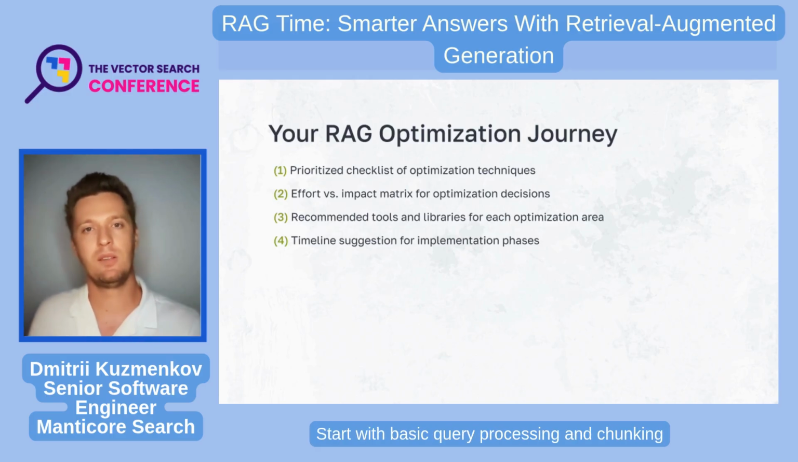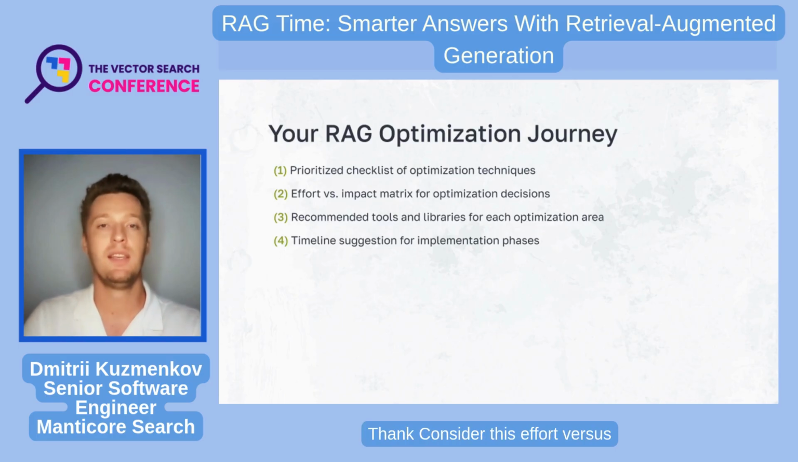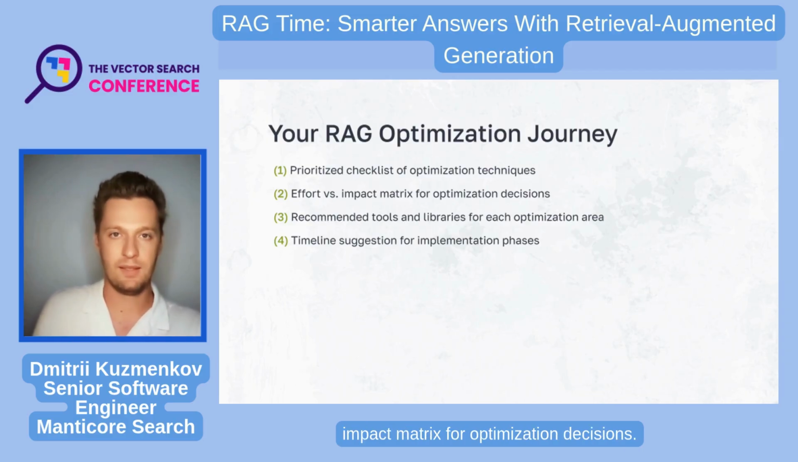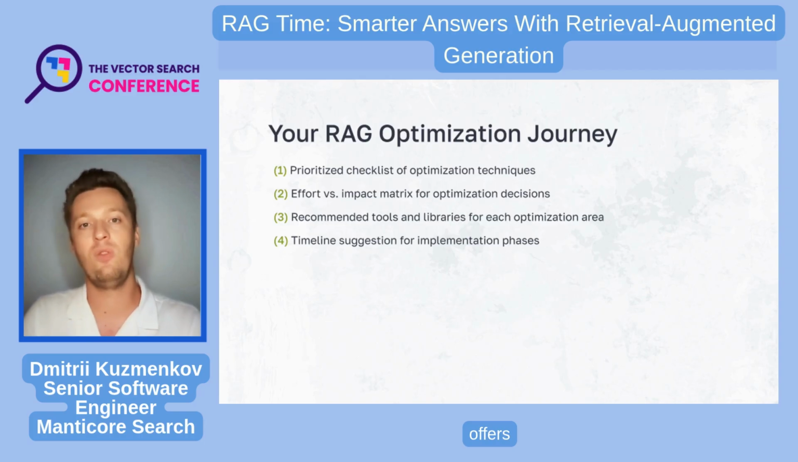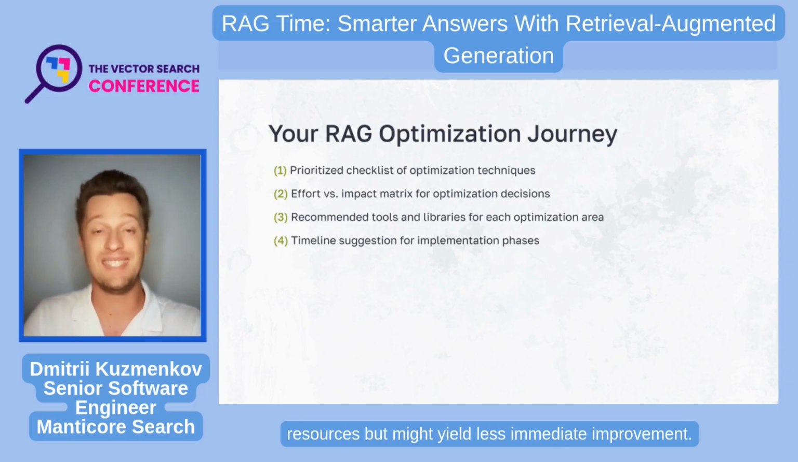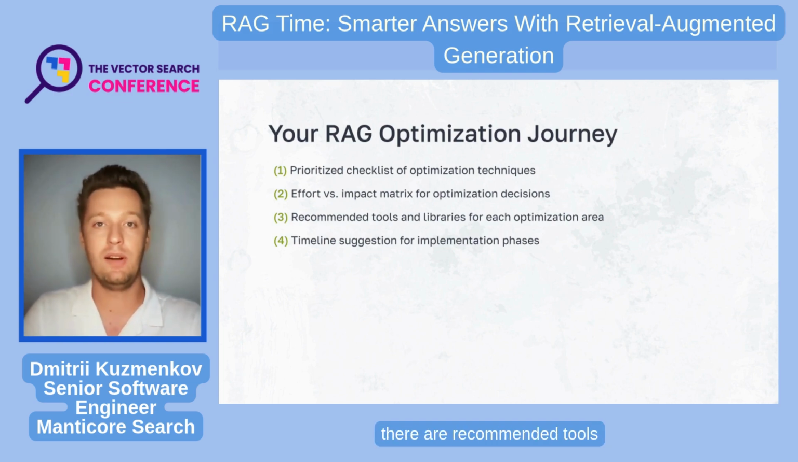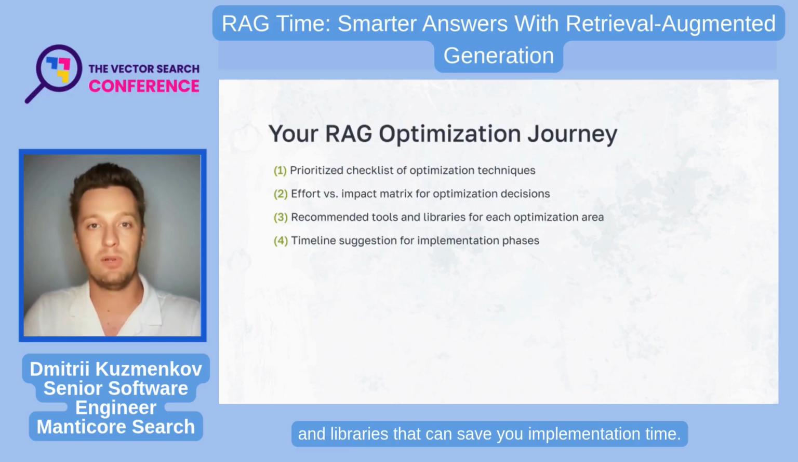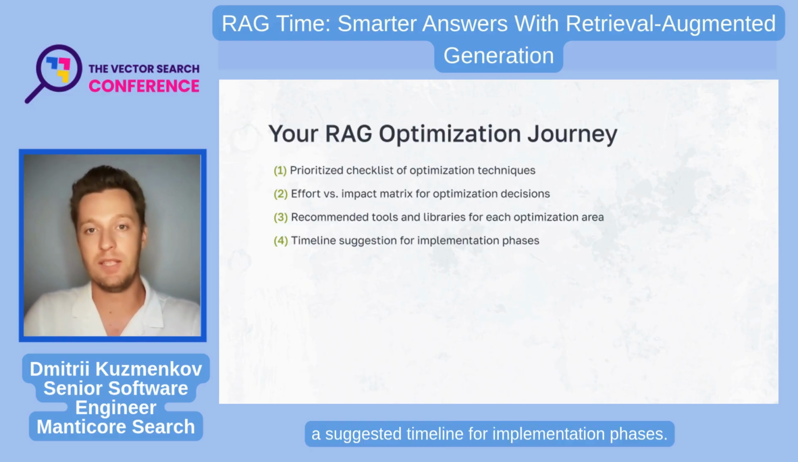Start with basic query processing and chunking strategies before moving to more advanced techniques. Consider this effort versus impact matrix for optimization decisions. For example, implementing hybrid search typically offers high impact for moderate effort, while fine-tuning custom embeddings requires more resources but might yield less immediate improvement. For each optimization area, there are recommended tools and libraries that can save you implementation time. And finally, a suggested timeline for implementation phases.